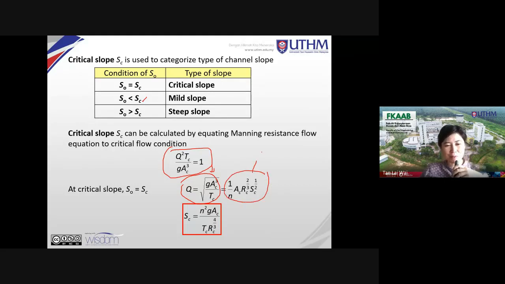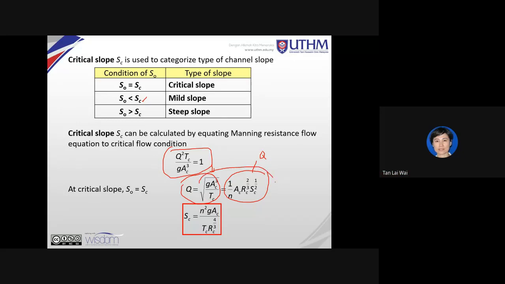Formula, if you still remember. So we have Q equals to this. What I did is I solve this expression because this is equal to this. So square root of Q A cubic power over T equals to 1 over N A R to the power of 2/3. So I'm going to get this.